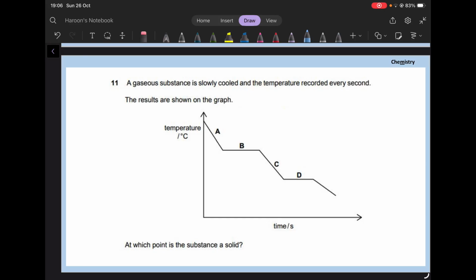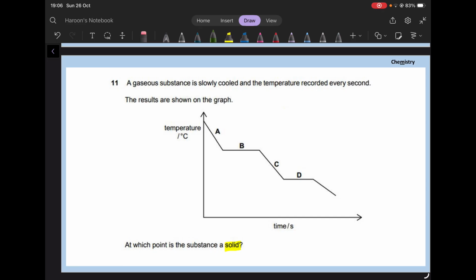Next question then. A gaseous substance is slowly cooled and temperature recorded every second. This is a cooling curve. The results are shown on the graph. At which point is the substance a solid? At which point is this substance in a solid state?